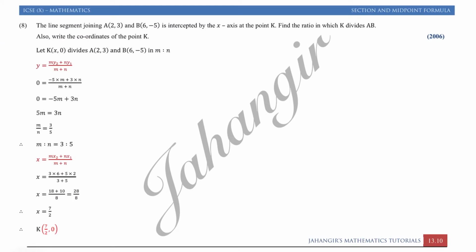Question number 8. It's the same type of question, but here AB is intercepted by the x-axis. Same pattern question. This is the x-axis, this is the y-axis. What they said, 2, 3. 2, 3 is somewhere here. I can say it's here. 6, minus 5 can be somewhere here. So let us draw a line.